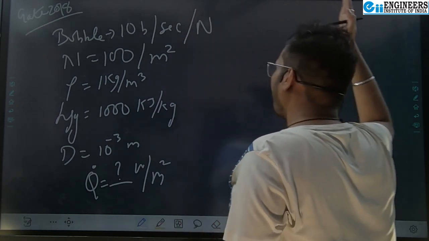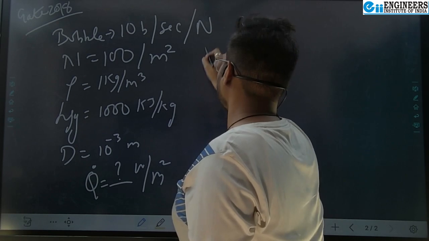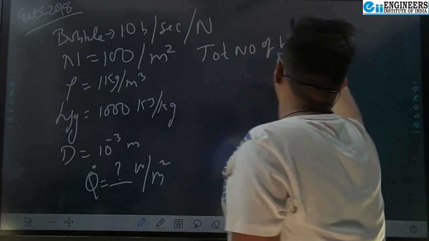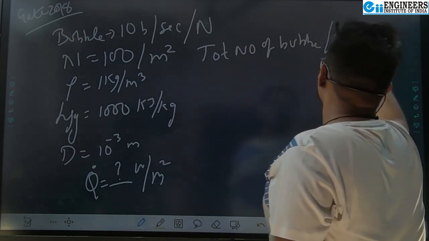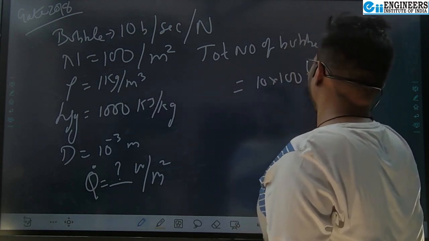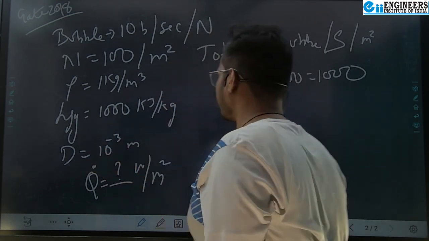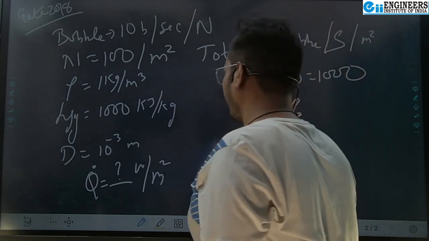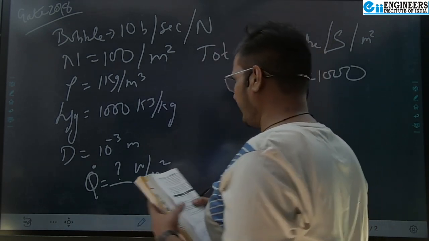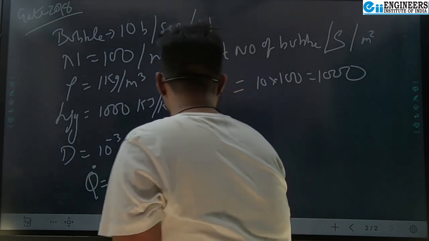So total per unit area in a given second, the total number of bubbles departing per unit second from the unit area is equal to 10 into 100, that is equal to 1000. We know the diameter of one bubble. So for the heat flux, we have to find out the heat that is being transferred, which is normally equal to m dot into HFG.